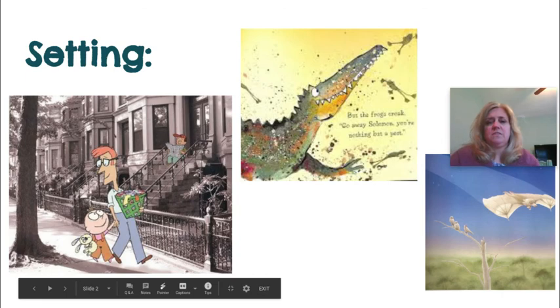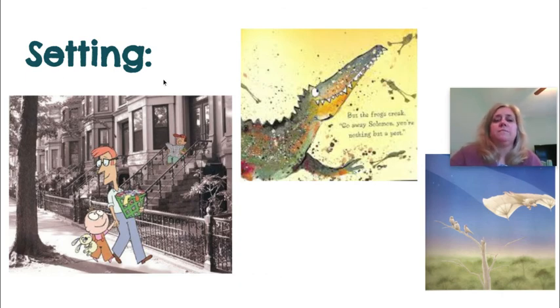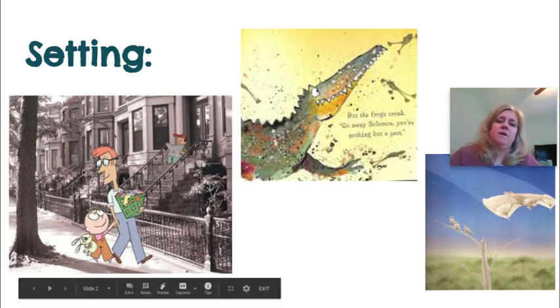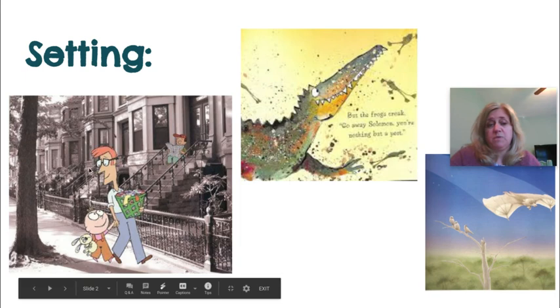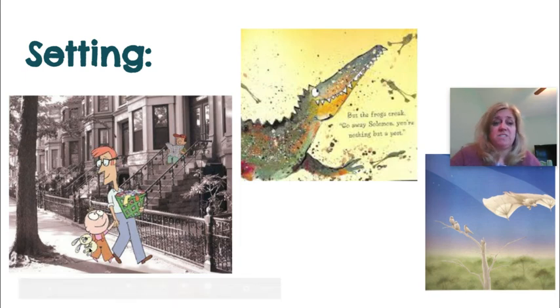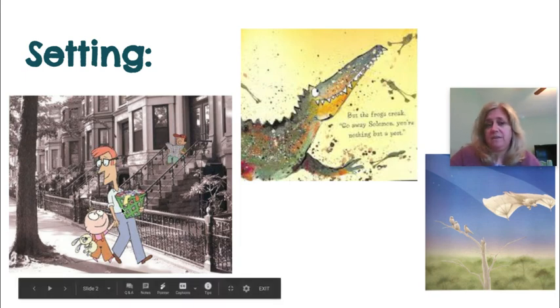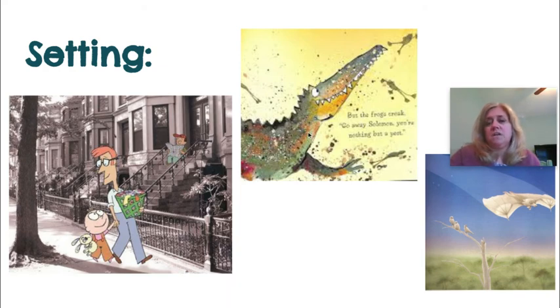Okay, let's go to the next thing we're going to talk about, which is setting. So we saw in Knuffle Bunny that it definitely takes place in a city, and you could also say that it takes place at the laundromat, on the sidewalk, during the day. Setting is not just the places, but the environment and things that are going on. Just like in Solomon, it takes place at the riverbank. It also takes place during the day.